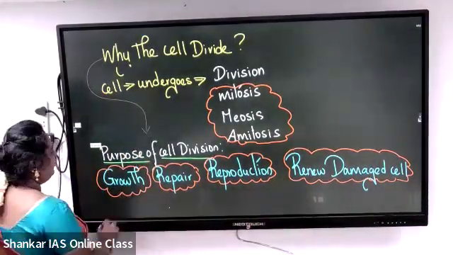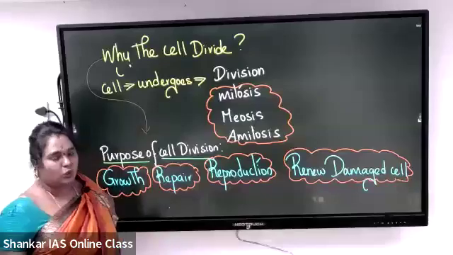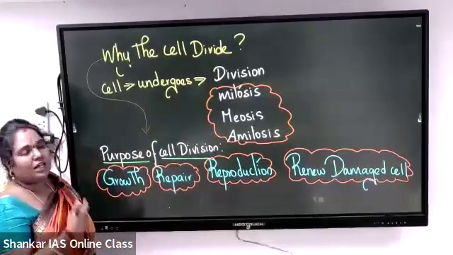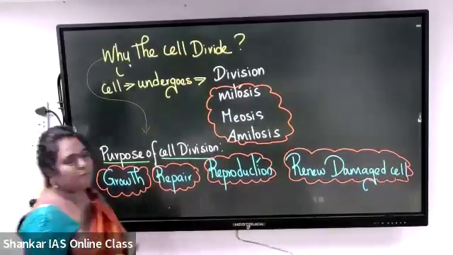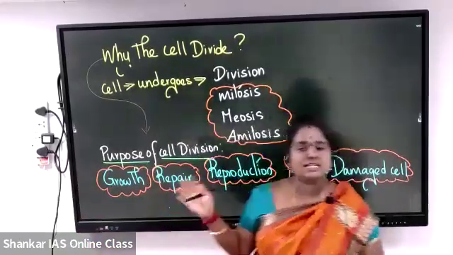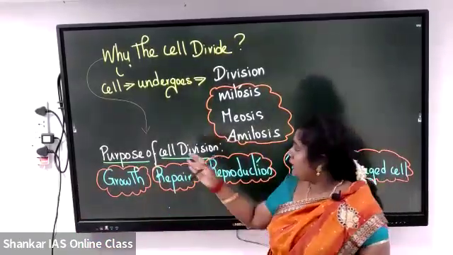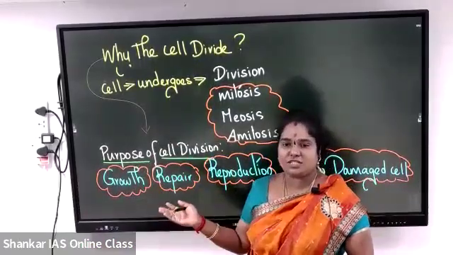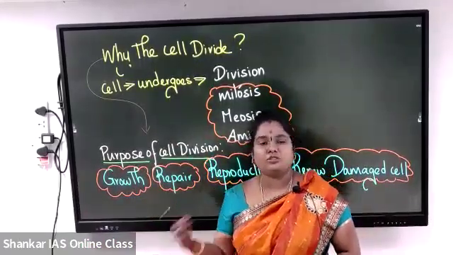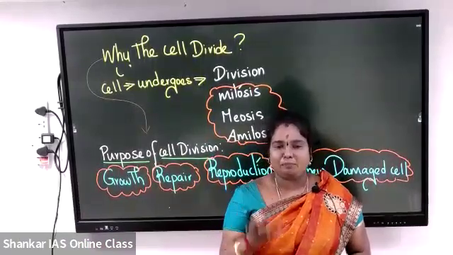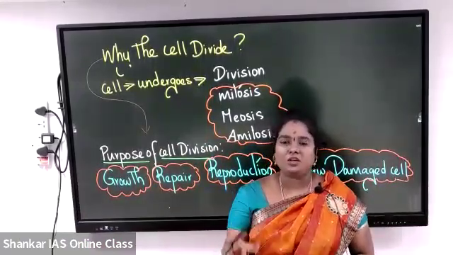The cell needs to divide for the purpose of growth, when it wants to grow or repair, reproduce and renew the damaged cells. For these reasons, the cell undergoes division. The purpose or the reason behind cell division is growth, reproduction, and to repair the damaged cells.